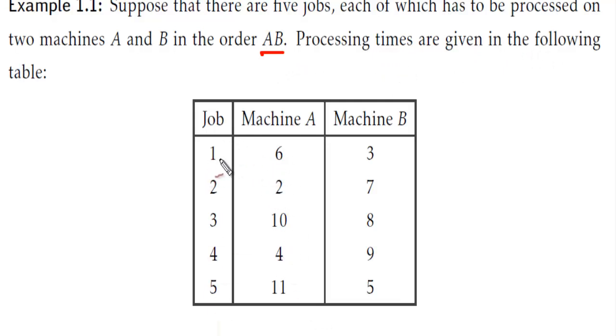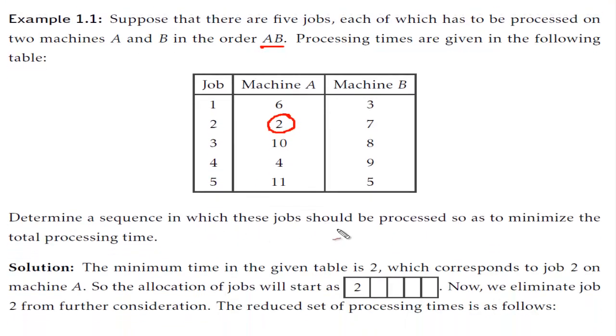So job 1 takes 6 units of time on machine A, and the same job takes 3 units of time on machine B. So common sense says I will not assign job 1 on machine A, rather I will assign it on machine B. Same way job 2 has 2 units of time on machine A and 7 on B. So job 2 will take more time on machine B than on machine A. So it is common sense, I will try to find the minimum, that is, which takes me the lesser time on machine A, right?